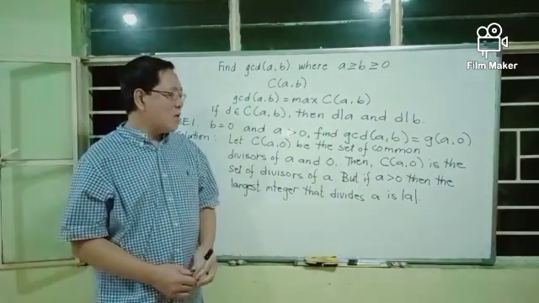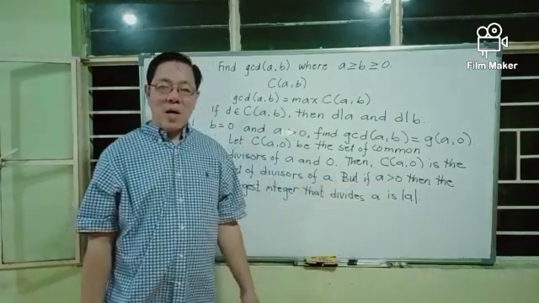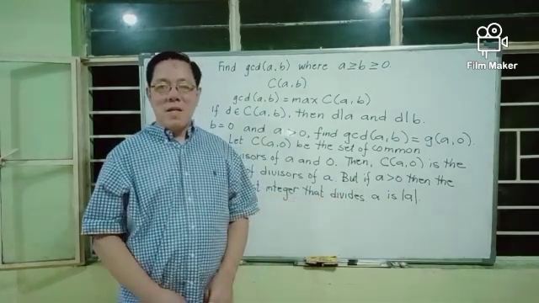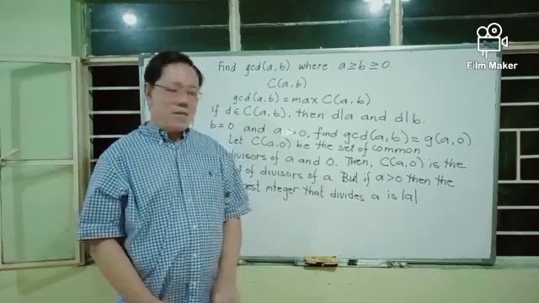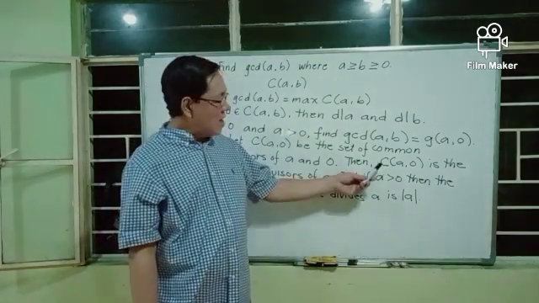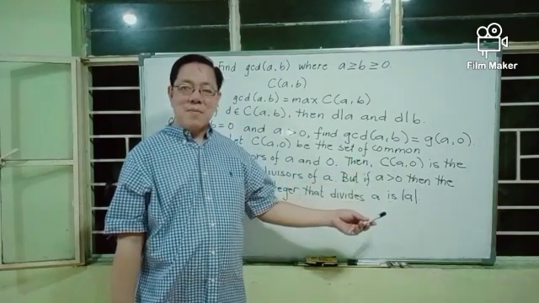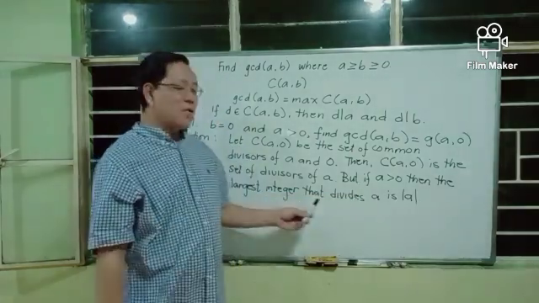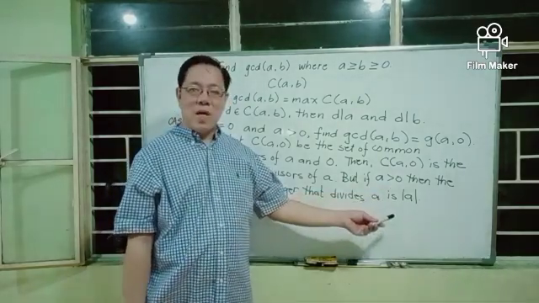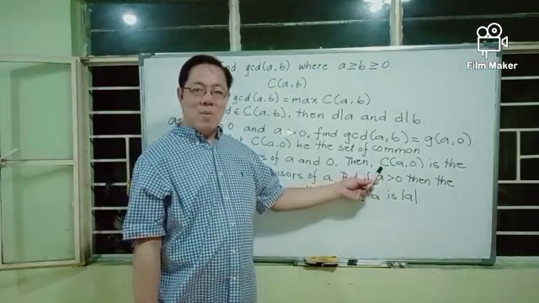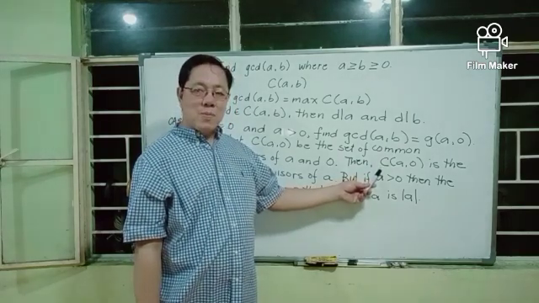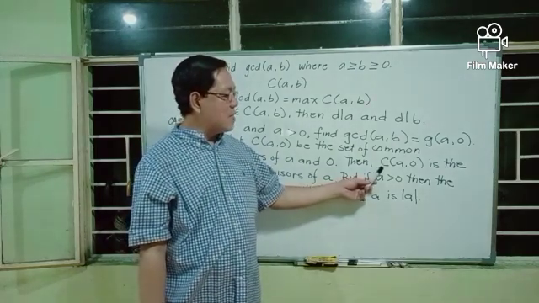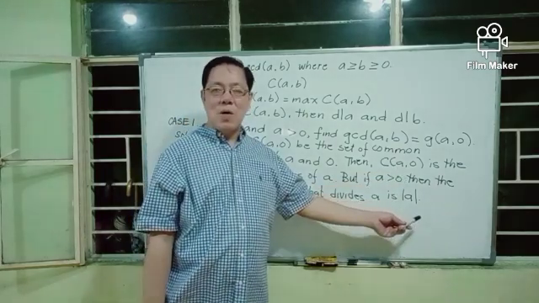Now, we know that the common divisors of A and 0 are the divisors of A. And based on this statement that if A is greater than 0, then the largest integer that divides A is the absolute value of A, and C(A, 0) is the set of all divisors of A, which includes A itself, the largest integer that divides A is the absolute value of A. Therefore, we conclude that the greatest common divisor of A and 0, which is equal to the maximum of the elements of C(A, 0), is equal to the absolute value of A.